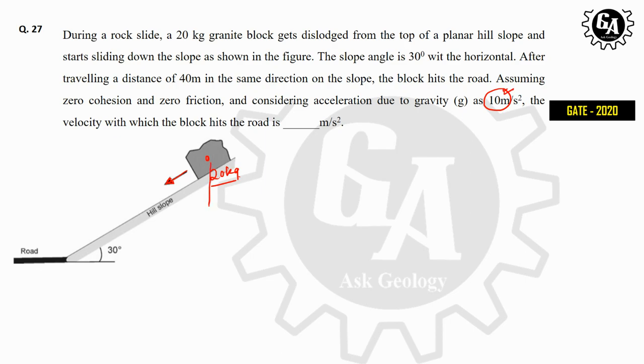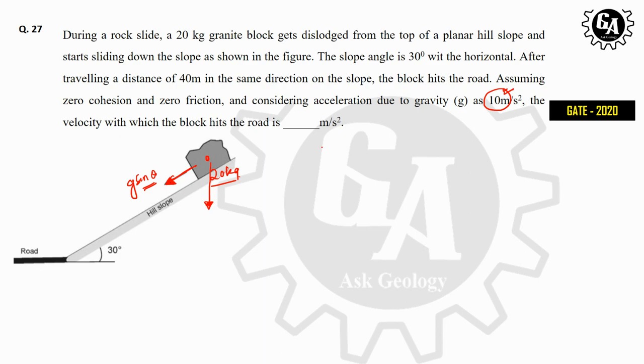This acceleration is directly vertically downward, but when it is moving along this side, the force components are also divided into two parts, m sin theta and m cos theta, or g sin theta and g cos theta. And g sin theta is the parameter which is responsible for its movement.